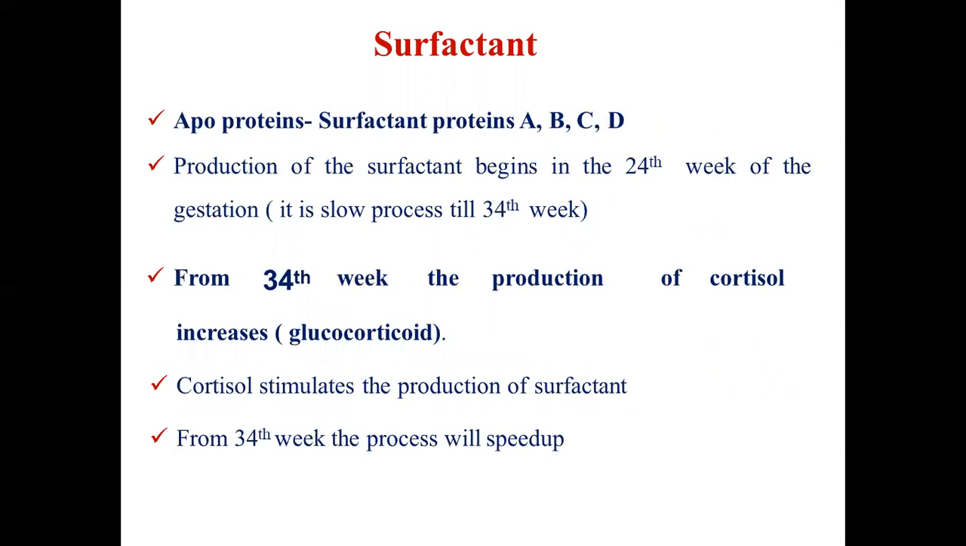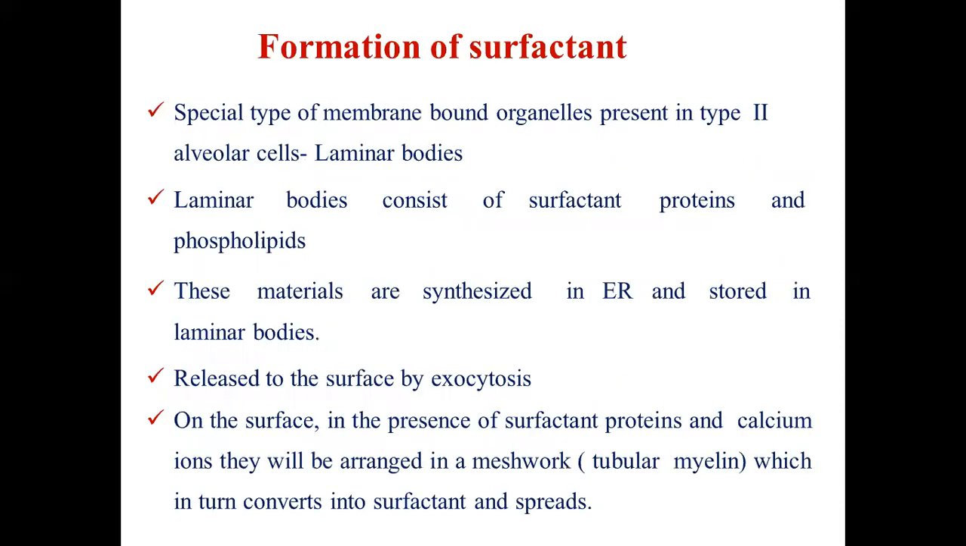The apoproteins are surfactant proteins known as A, B, C, D, and the production of surfactant begins in the 24th week of gestation, and it goes on very slowly till the 34th week. In the 34th week, there is production of cortisol, which goes on increasing at that particular level. Due to this cortisol, it stimulates the production of surfactant, and after the 34th week, the production of surfactant keeps increasing. So these are the very important factors in the synthesis of surfactant.